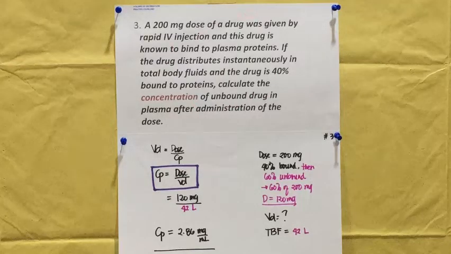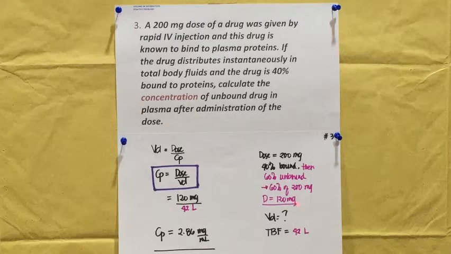So, let us try to analyze the problem. The 200 milligram here is the dose. But it is mentioned that the drug is 40% bound to proteins. And we are asked of the unbound drug. So 40% bound, that would mean that only 60% is the unbound portion of the drug. So 60% of the total dose, which is 200 milligram, is equivalent to 120 milligram.